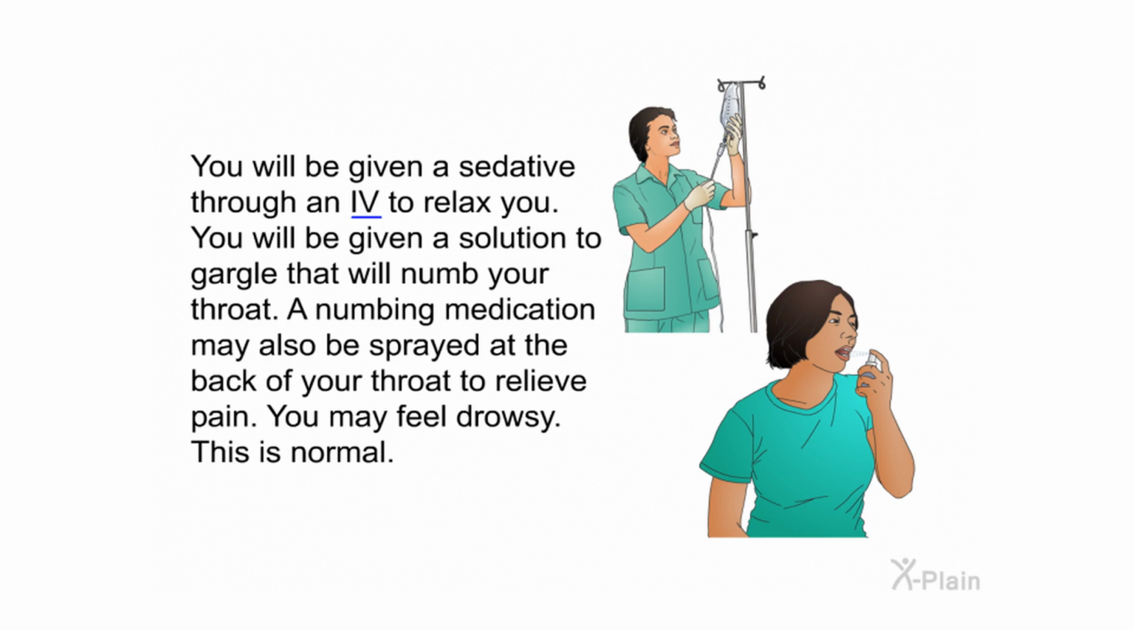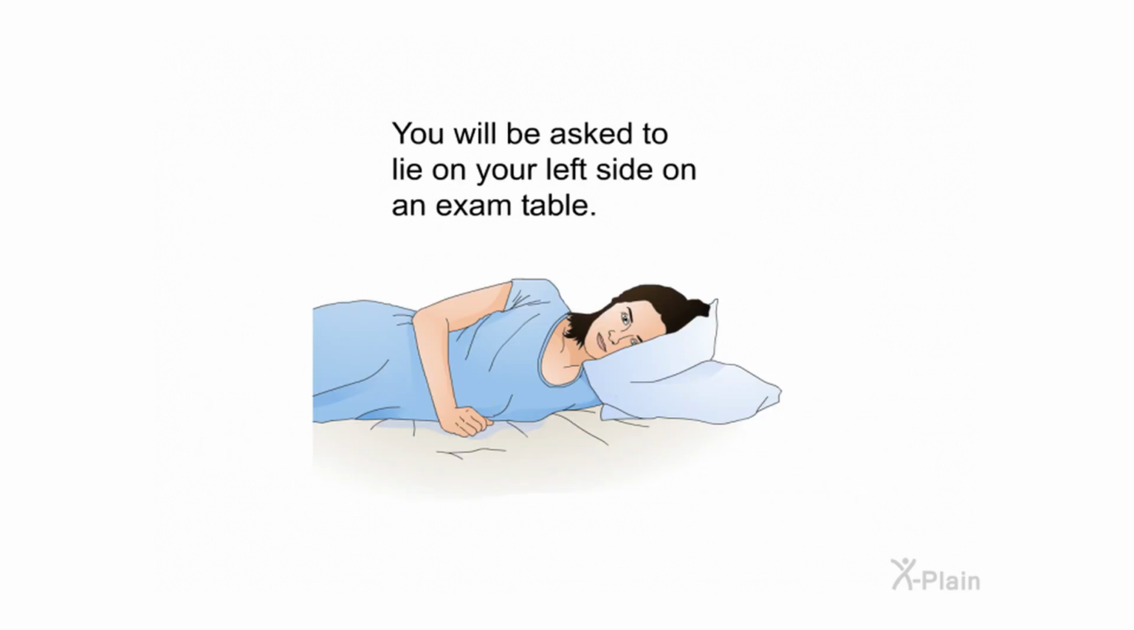You will be given a sedative through an IV to relax you. You will be given a solution to gargle that will numb your throat. A numbing medication may also be sprayed at the back of your throat to relieve pain. You may feel drowsy. This is normal. You will be asked to lie on your left side on an exam table.